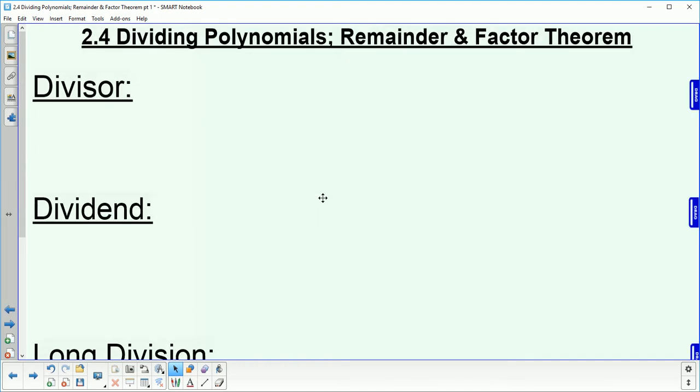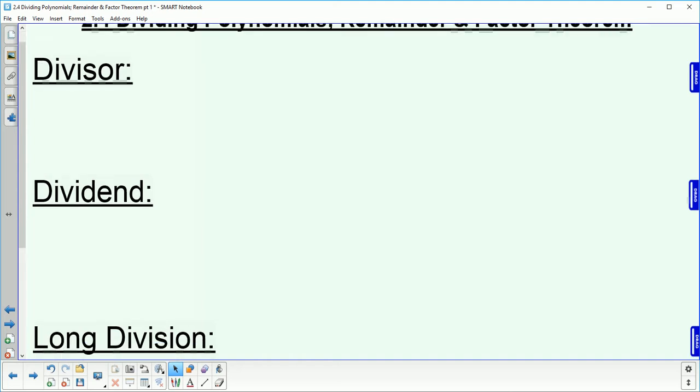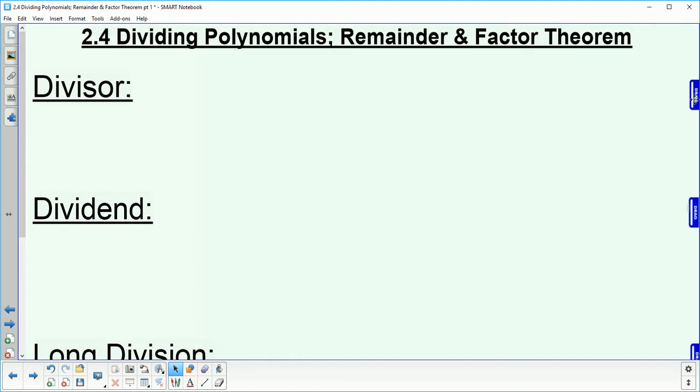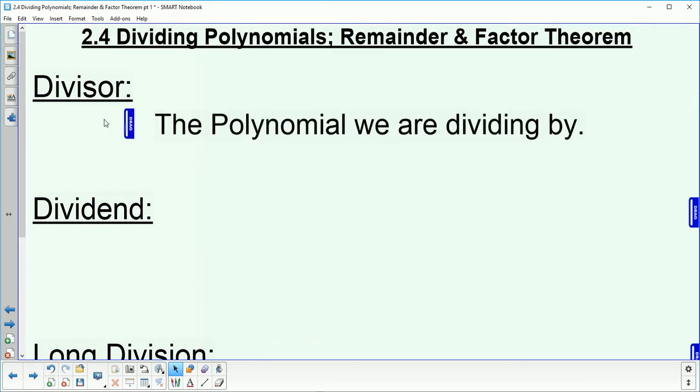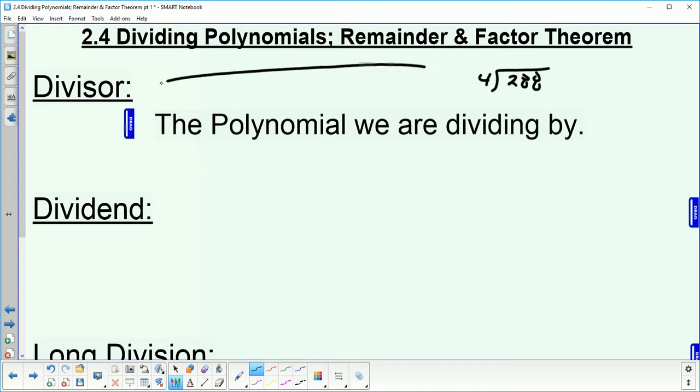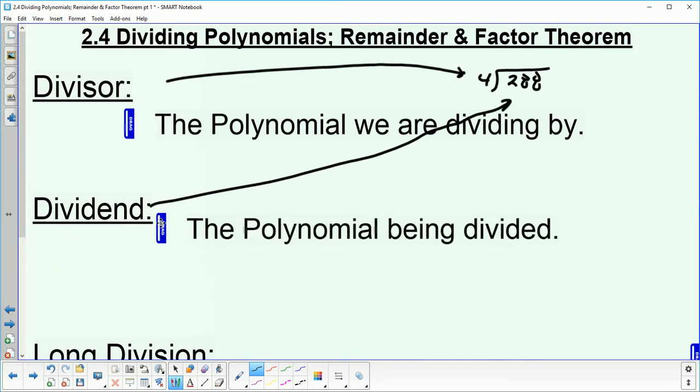Okay, so a few key terms that we're going to want to know in order to talk about division. First of all, the divisor is just the polynomial that we are dividing by. So if you think about old school long division you did as a kid, we could say, if 288 is divided by 4, then our divisor would be 4. Our dividend is the piece that is inside, that is our 288. So the dividend is the piece that is actually being divided.